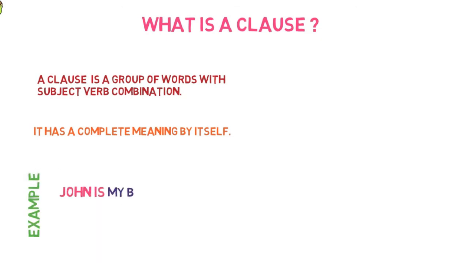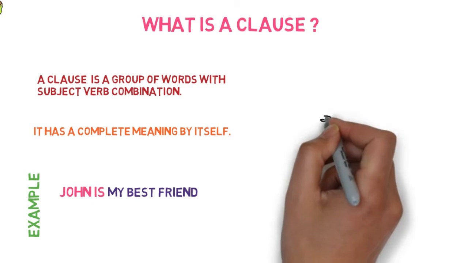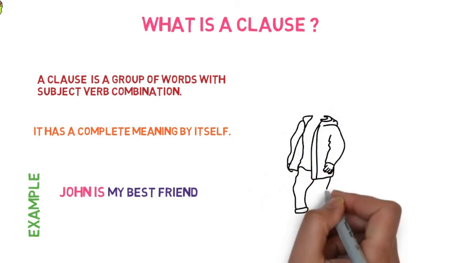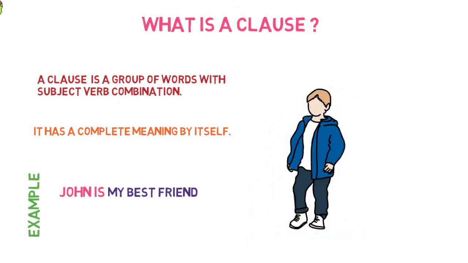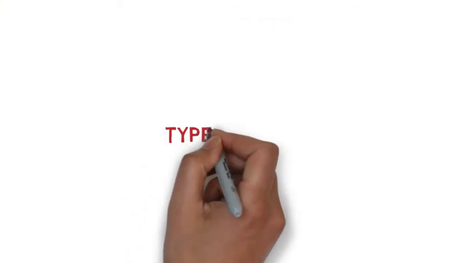For example, John is my best friend. Here John is the subject, is is the verb. So, it has a subject and a verb. John is my best friend gives us a complete meaning. The sun rises in the east. The sun is the subject, rises is the verb. The sun rises in the east gives us a complete meaning. So, a clause again is a group of words or a part of a sentence with a subject and verb combination. Is that clear?